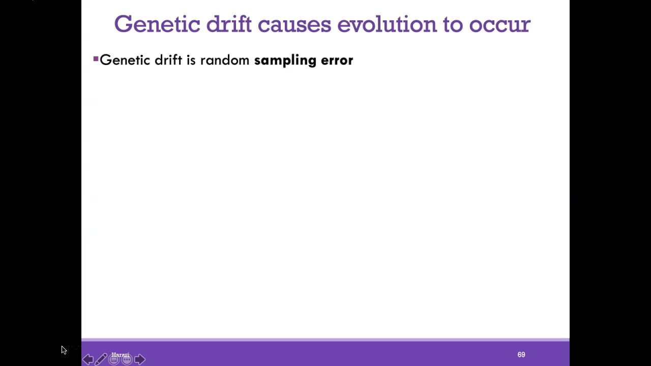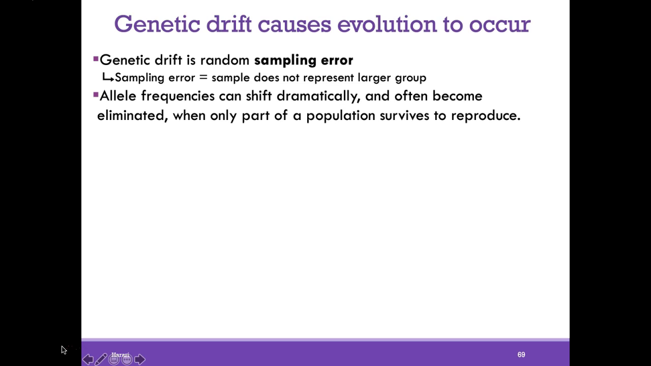So another way to change allele frequencies is by genetic drift. Genetic drift is basically random sampling error. And unlike mutation, which contributes to more diversity, genetic drift tends to eliminate diversity from a population. In sampling error, we're saying the sample does not represent the larger group. We're eliminating the full diversity of the larger group. So allele frequencies can shift dramatically and oftentimes become eliminated when only part of a population survives to reproduce.